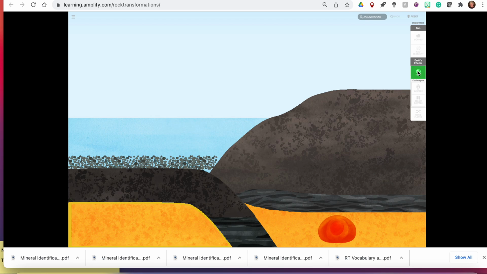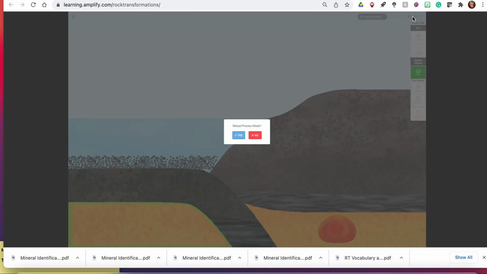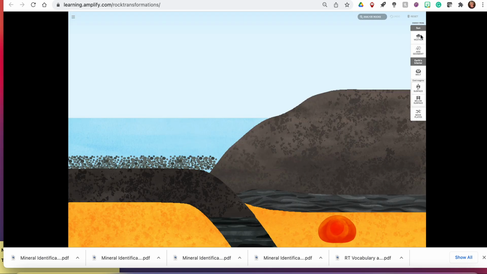And we're going to melt. We're going to form sedimentary. Oops, that's not what I want to do. Reset. Sorry. I want to form sedimentary rock, so we're going to have to do weathering again.